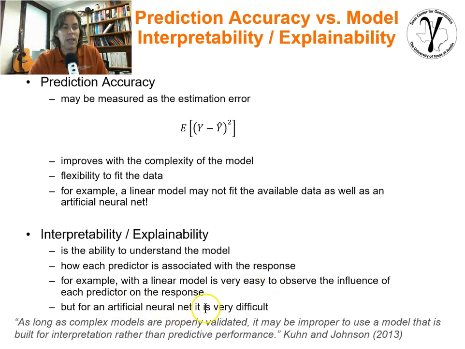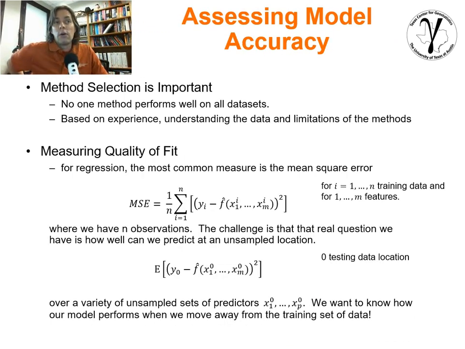But for an artificial neural net, it's more difficult. Now, this is something very interesting to me as an engineer and geoscientist type. I'm really interested in interpretability and explainability, right? But what you'll find is that in the machine learning community, you'll hear statements like this: as long as the complex models are properly validated, it may be improper to use a model that is built for interpretation rather than predictive performance. There you get to see a bit of the rub or the trade-off between this idea of accuracy versus interpretability and explainability.